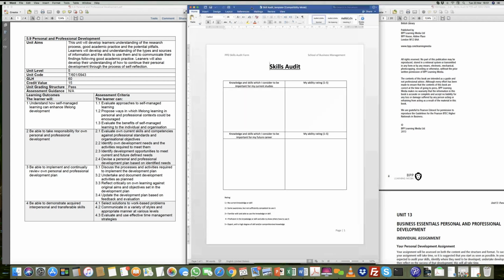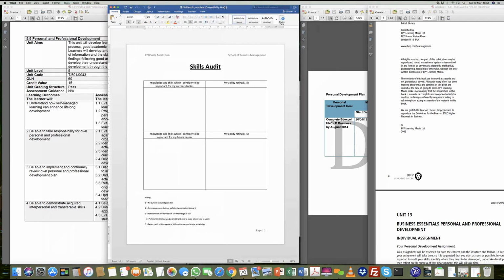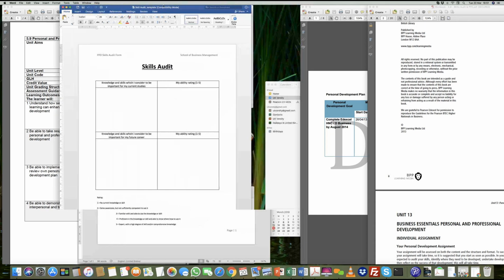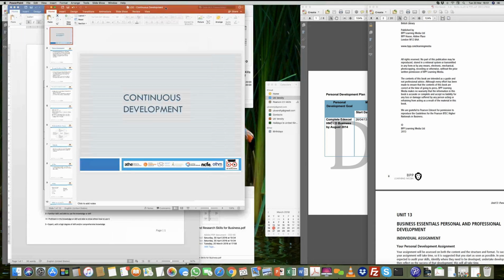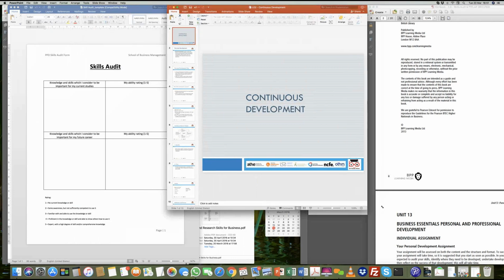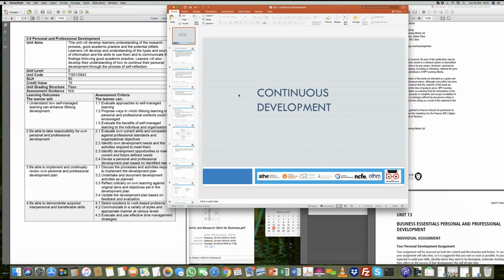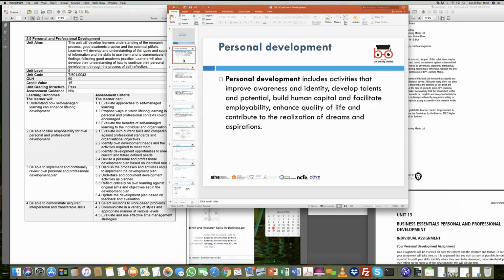So let's get into understanding a bit more of the details of what we are looking at covering today in Outcome 2. My idea is to primarily take you through a bit of a presentation talking about the concept of development. And here, the concept we are alluding to is primarily continuous development. So let's look at a few slides, starting off with the definition of personal development.